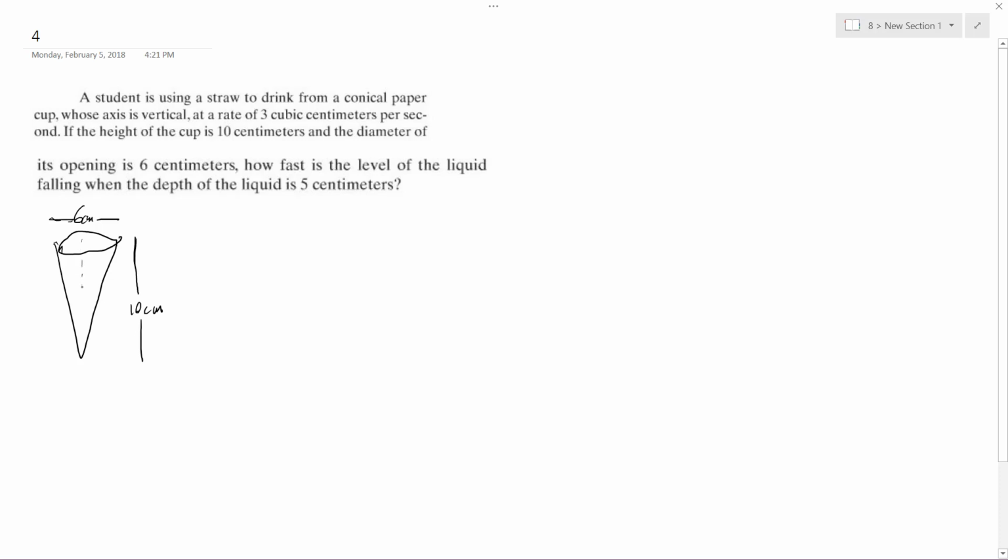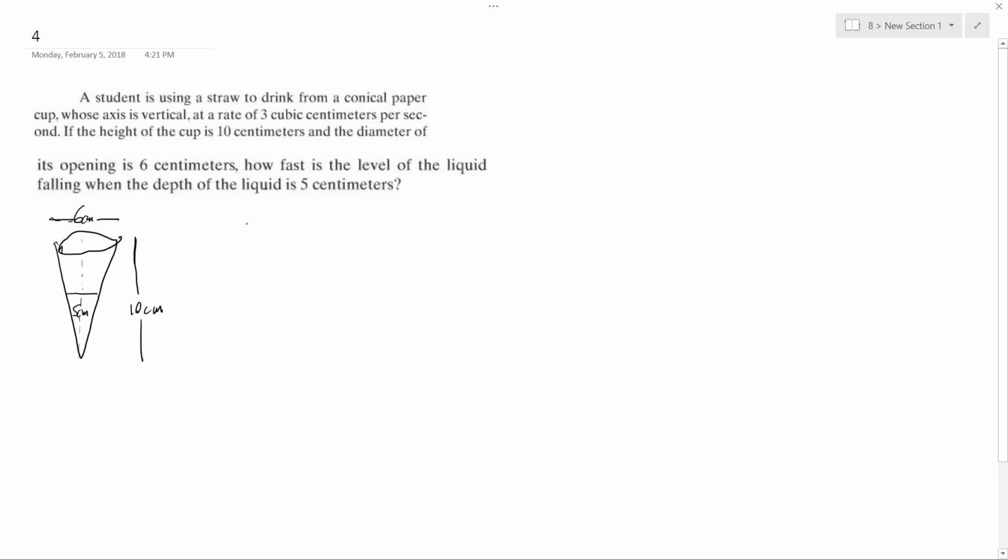So right snap dab in the middle. So we've got 5 centimeters here. All right, so there's something we have to do here because we're going off of height, but in order to find volume, you always use a radius. We need to represent the radius in terms of height.